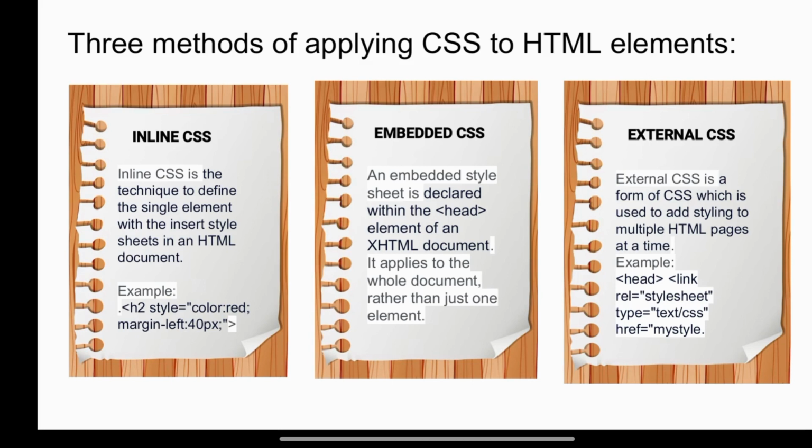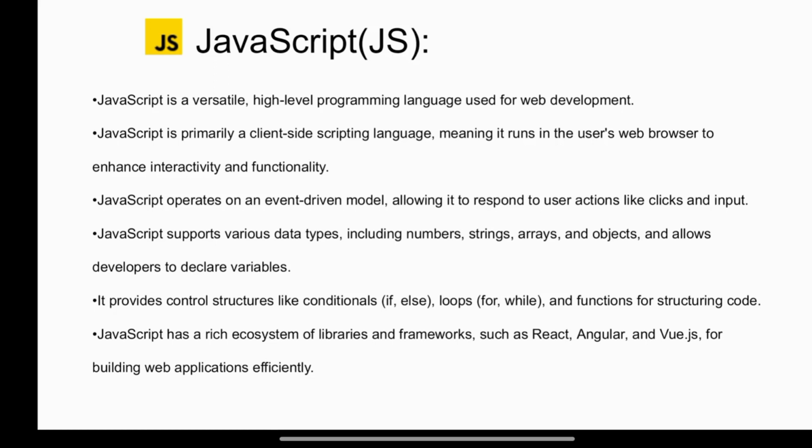JavaScript is a versatile, high-level programming language used for web development. JavaScript is primarily a client-side scripting language, meaning it runs in the user's web browser to enhance interactivity and functionality. JavaScript operates on an event-driven model, allowing it to respond to user actions like clicks and input.